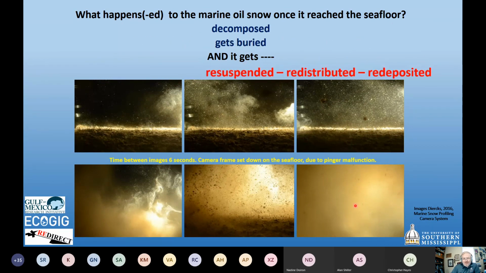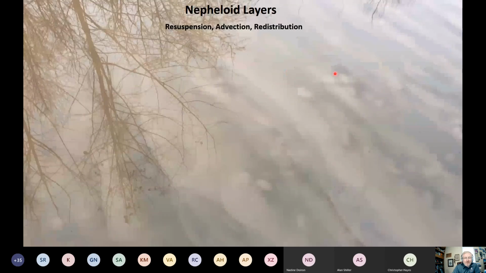So what happens to the material? It gets resuspended, and then later on, it gets redistributed and then redeposited.